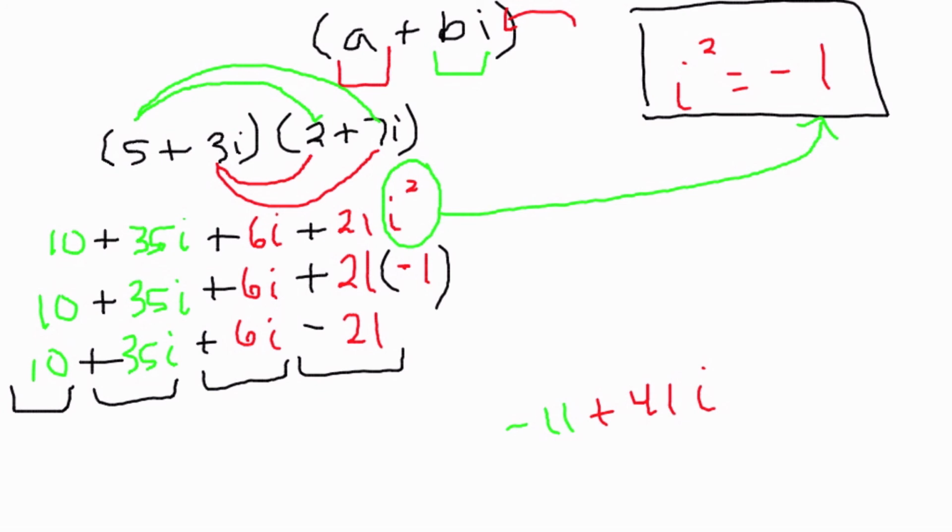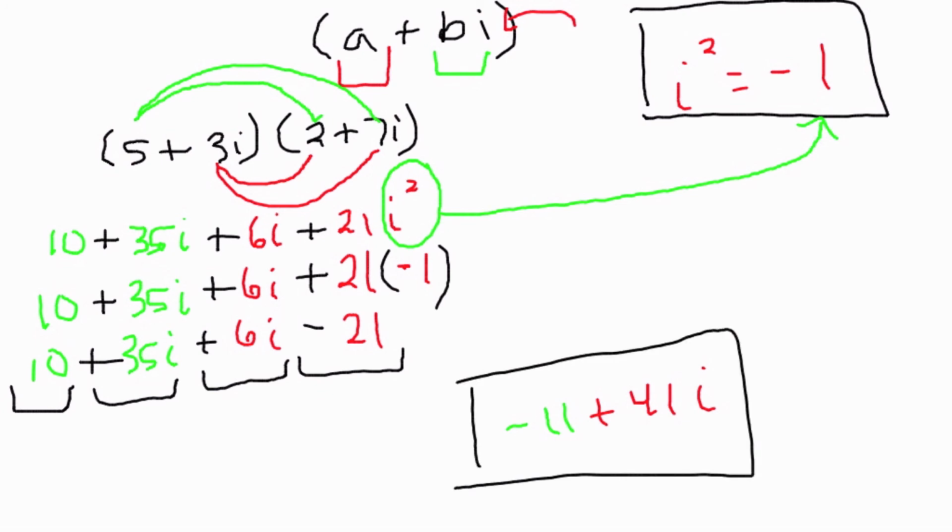So there you have it, multiplying complex numbers. Always remember that i squared has a value of negative 1. That's going to come in handy when you're multiplying complex numbers.